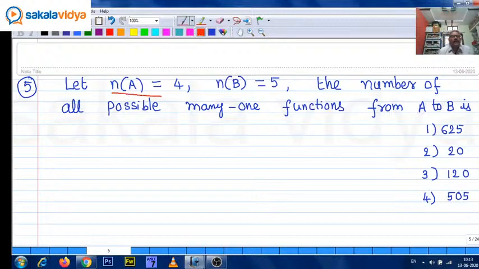n(A), the cardinality of A, is 4, and the cardinality of B is 5. We need to find the number of possible many to 1 functions from A to B. In order to find many to 1 functions, first we need to find the total number of functions that can be defined from A to B. After that, we need to find the number of 1 to 1 functions. That's okay. Right.